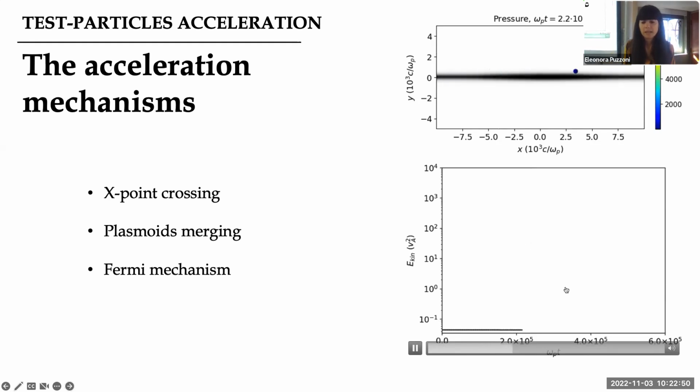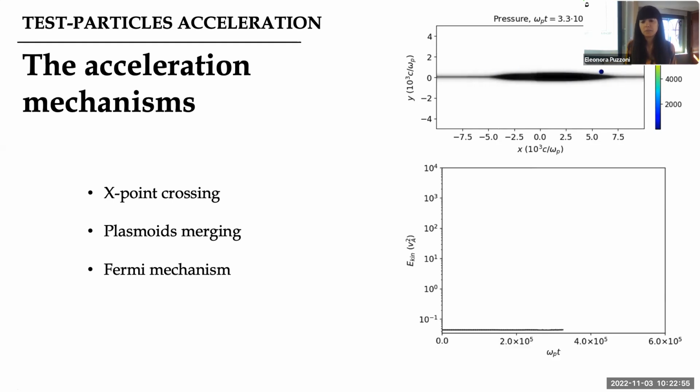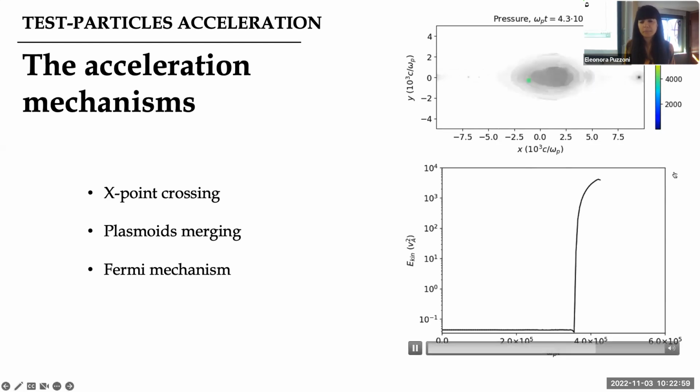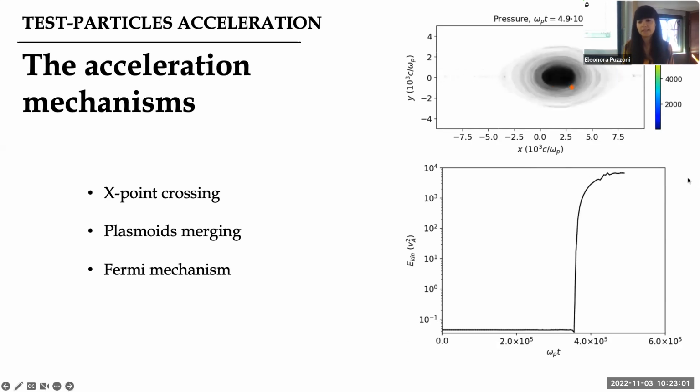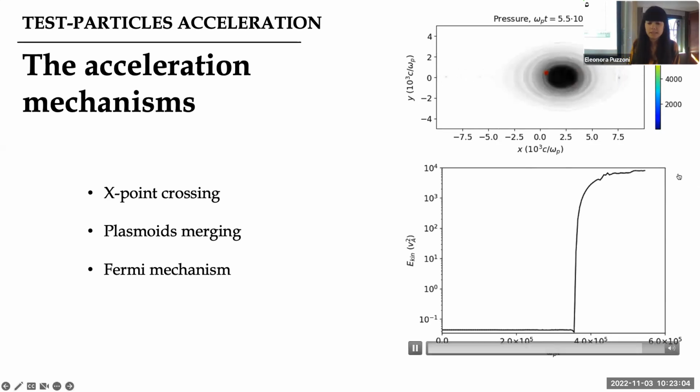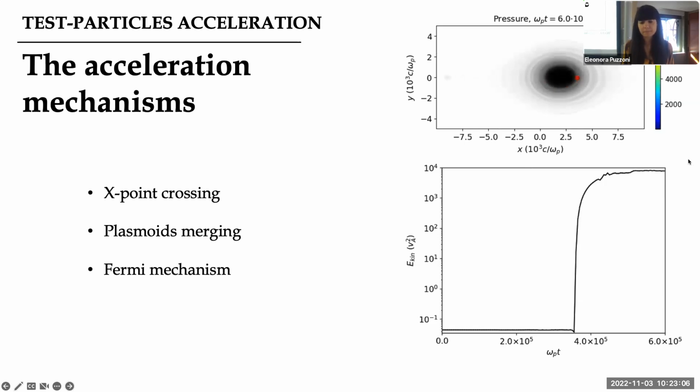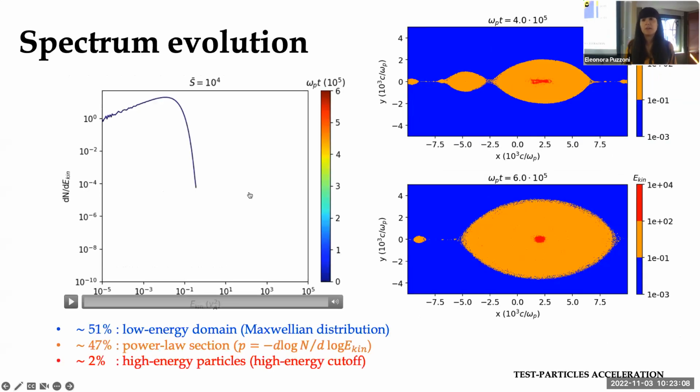So the particle will accelerate when it first crosses an X point, then due to the repeated island merging, and finally it is trapped inside the largest magnetic island that is contracting. So it is accelerated by the Fermi mechanism. Now let's consider all the particles.